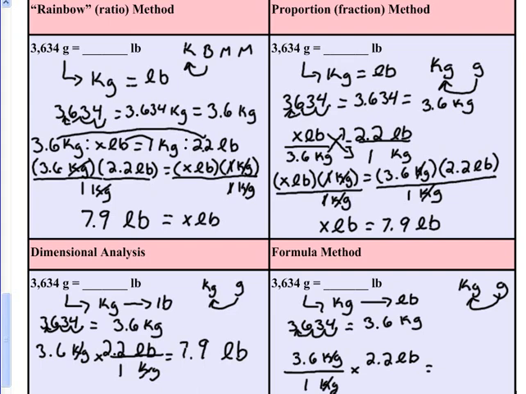The kilograms cancel, leaving us only with pounds, and we can multiply 3.6 times 2.2 and divide by 1 to get 7.92 pounds. We will round this to the tenths place, and we discover that 3,634 grams is equivalent to 7.9 pounds.